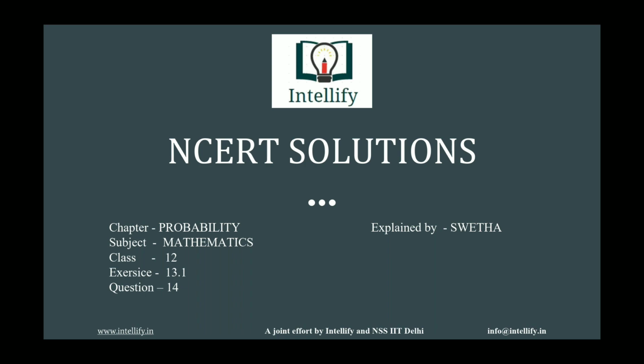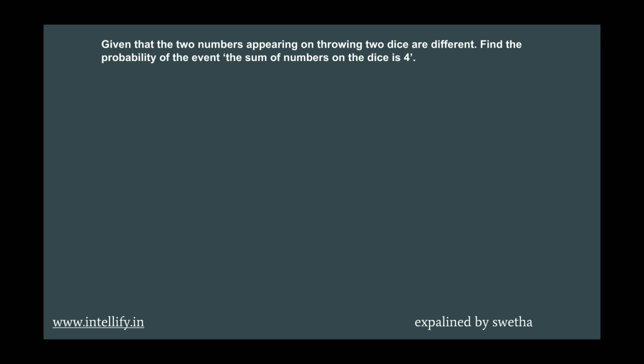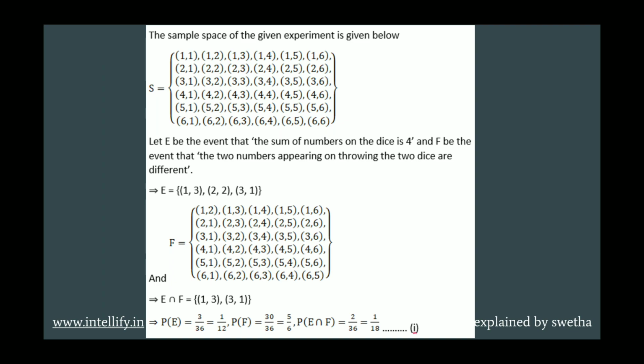In this lecture, we are going to learn about probability of class 12, exercise 13.1, question number 14. Given that the two numbers appearing on throwing two dice are different, find the probability of the event that the sum of the numbers on the dice is 4. So two dice are thrown. We have to find the probability of the event that the sum of the two numbers on the dice is 4.